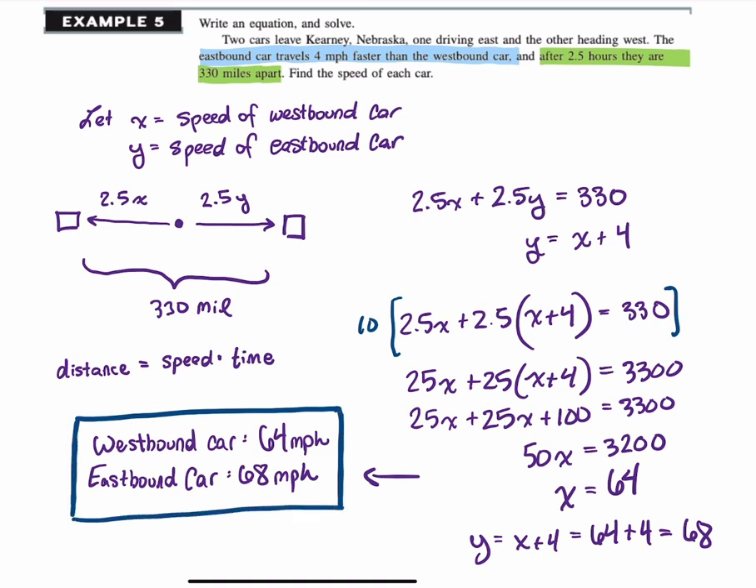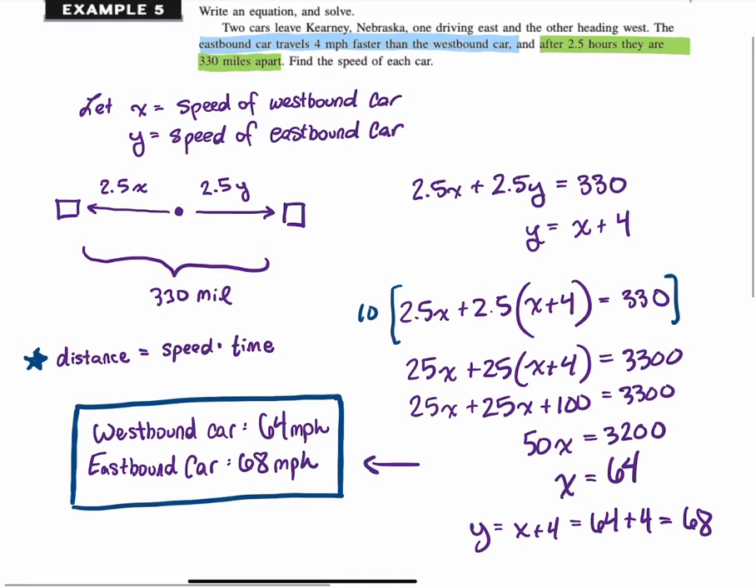So these can be a little bit tricky too, but a lot of times they'll give you some total distance after a given amount of time. And if we're looking for speed, just keep this fact in mind. Distance is speed times time. We can use that. But again, once we have our system set up, the rest we're just following the procedures of solving a system of two equations. And this time we did substitution.